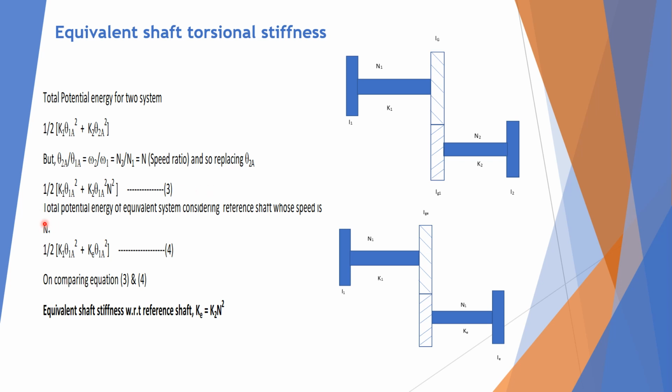This is equation 3. The total potential energy of the equivalent system, we can write as half into [K1 theta 1A square plus Ke theta 1A square]. This is equation 4. On comparison of equations 3 and 4, we can write the equivalent shaft stiffness Ke is equal to K2 into N square.